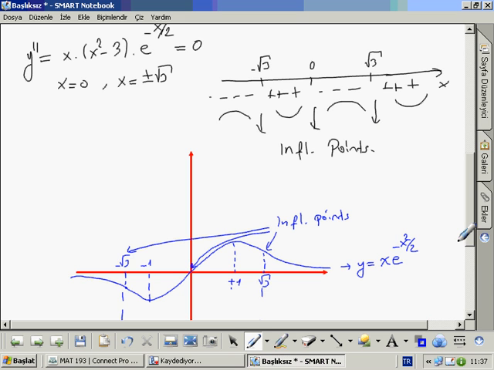Sketching graphics is important, and you can find lots of problems at the end of your subchapter, which is subchapter 4.4. Now I want to continue with 4.5, the extreme value problems.